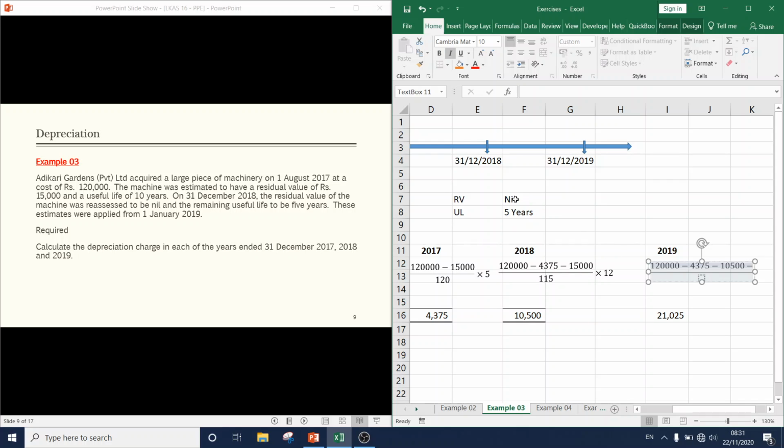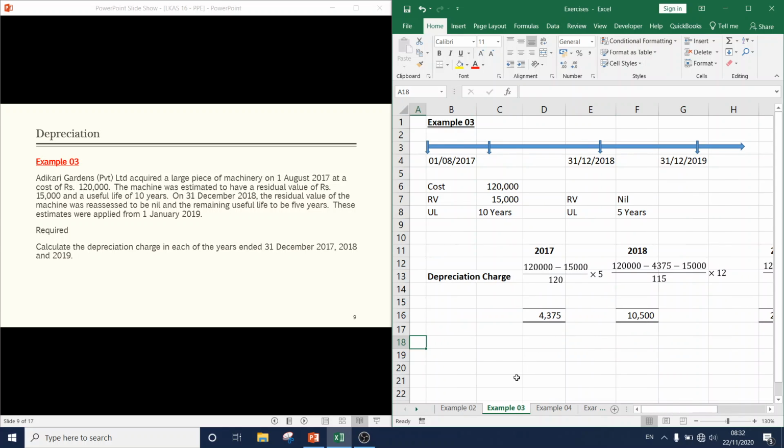But now our estimates have been changed, effective from 1st of January 2019. So the new residual value is nil, zero. This needs to be divided by the useful life. Now we have a new useful life. We are here, and the new estimate of our useful life is 5 years. It means for another 5 years only we are going to use this asset. Therefore useful life is 5 years, and for the whole year we are going to depreciate. The depreciation charge for the year 2019 should be 21,025. That should be the answer for example number 3.